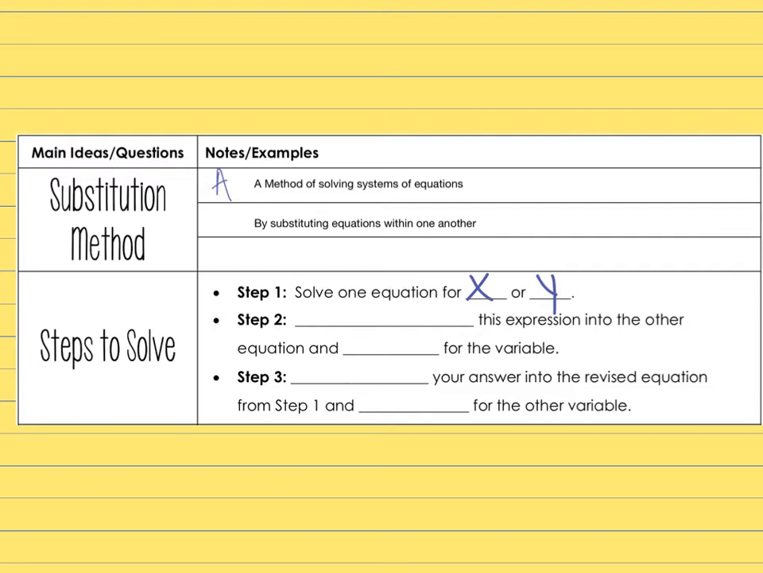Step 2. As you can imagine, we're going to substitute, hence the name of this method. If you want to put sub, I'm okay with that, or just substitute. We're going to substitute this expression into the other equation and solve for that variable. All right. Step 3, we're going to substitute again our answer. So substitute your answer into the revised equation from step 1, and we're going to solve for the other variable.